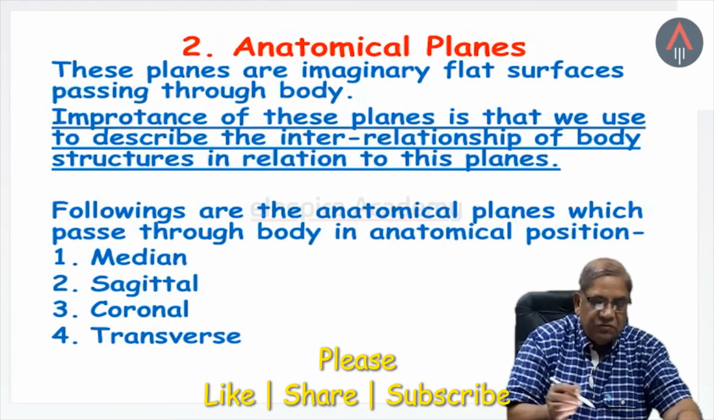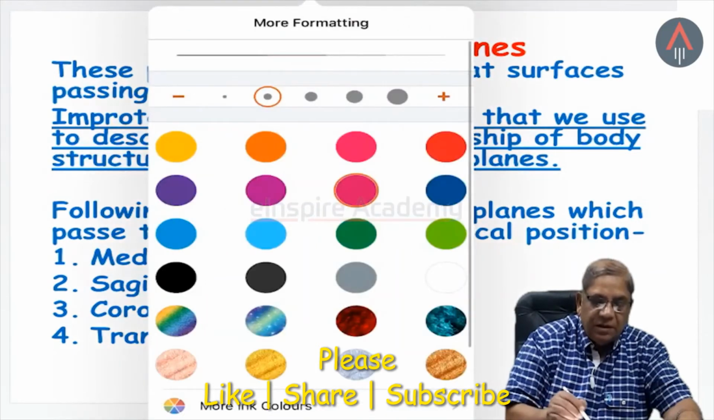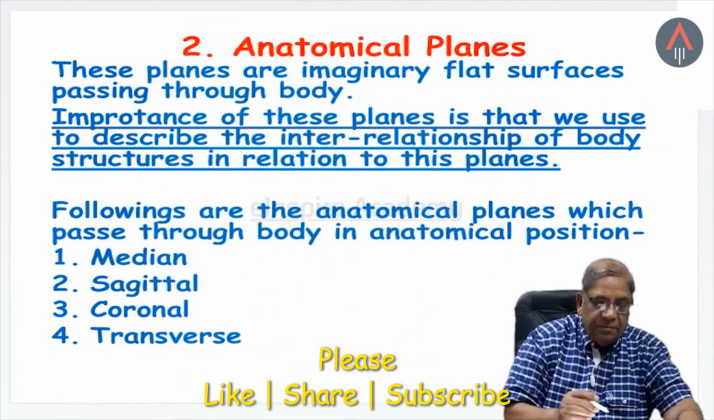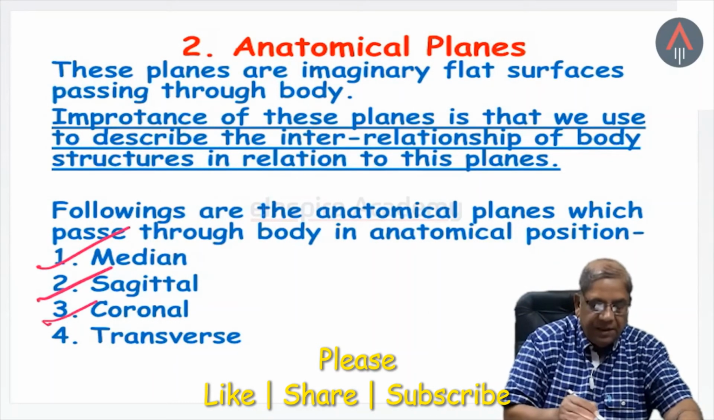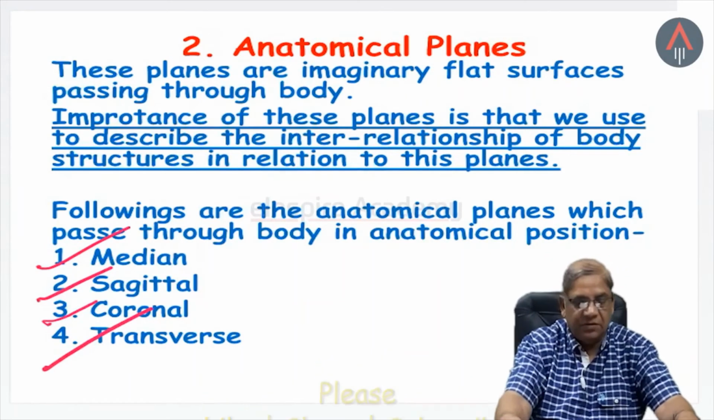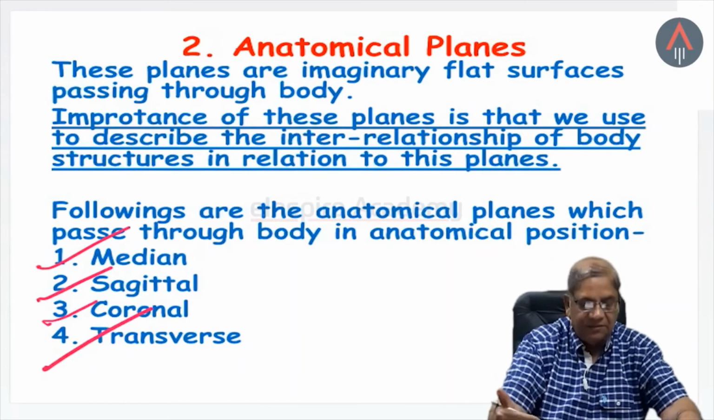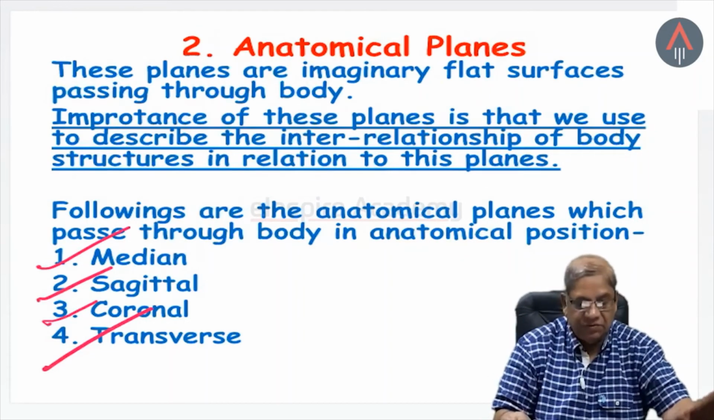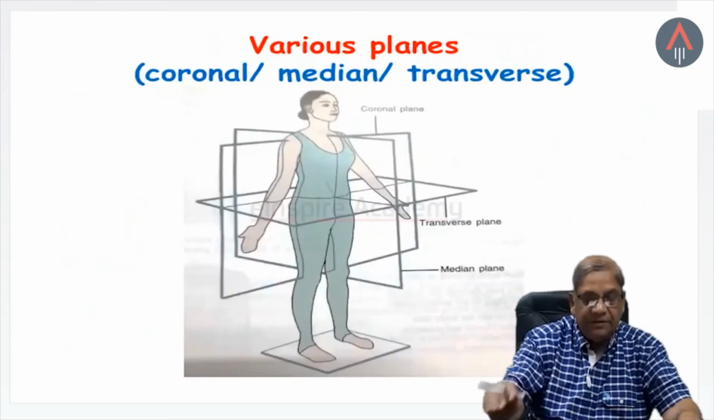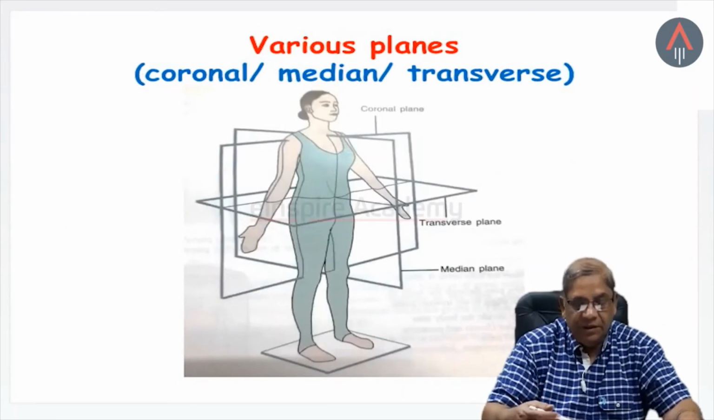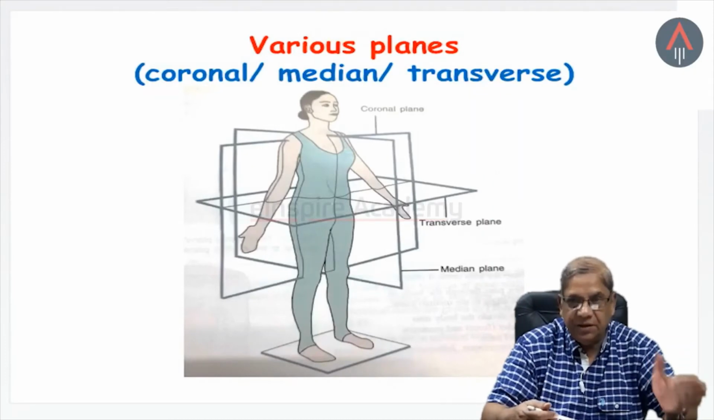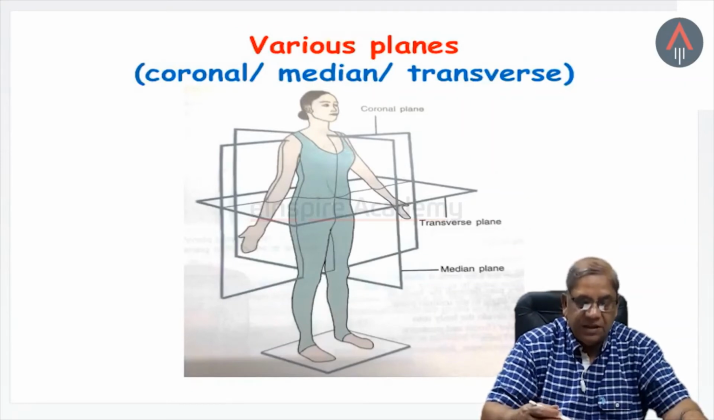The first plane we will learn is the median plane, second the sagittal plane, then the coronal plane and the transverse plane. Just note down that we will learn about four planes: median plane, sagittal plane, coronal plane and transverse plane. Let's go to the various planes shown in this diagram. You can see that these are flat structures, not a single line, and they pass in different directions. For example, this is a median plane.